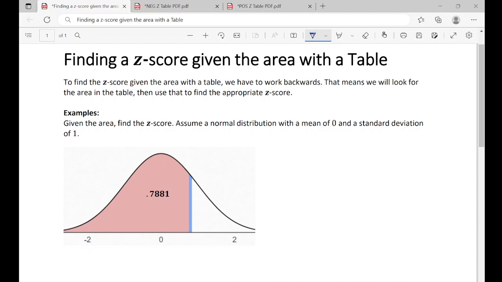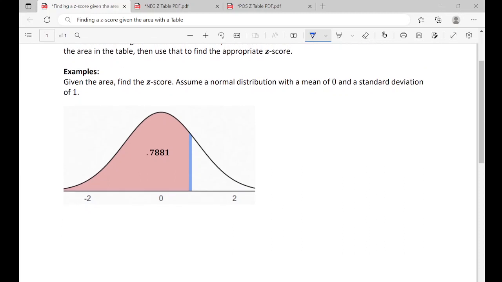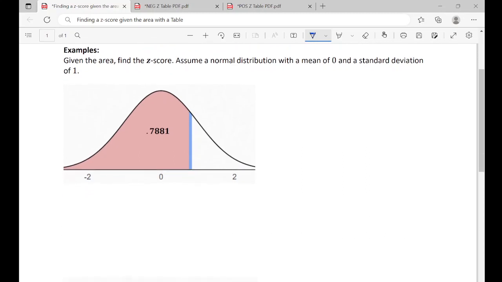So if you have an area to the left, it's easy, but if you have the area to the right, you have to do the complement, 1 minus, so you can find the area to the left. Well, you'll see that in just a second. So given the area below, we're going to find the z-score that corresponds to it. We're going to assume a normal distribution with a mean of 0 and a standard deviation of 1.